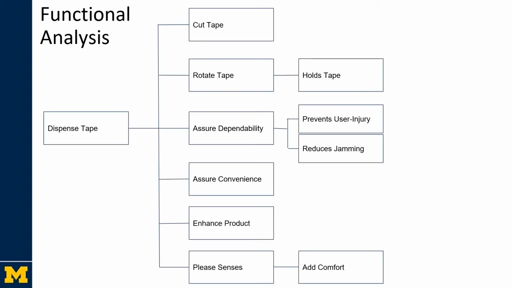For our FAST diagram, we decided the primary task function would be dispensing tape. The secondary tasks which allow you to achieve the primary task are cutting tape and rotating tape. The subfunction for rotating tape would be holding tape. The subfunctions for the supporting functions would be preventing user injury from cuts, reducing jamming of tape, and adding comfort.